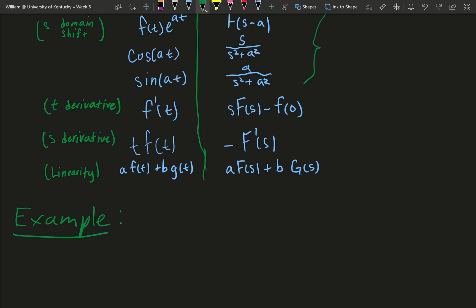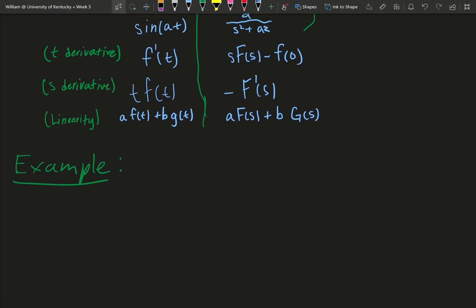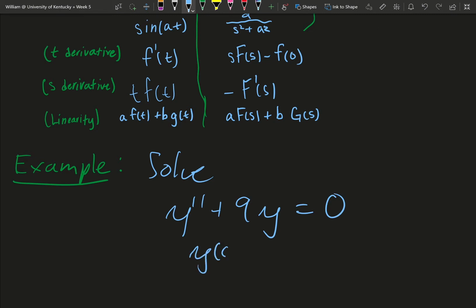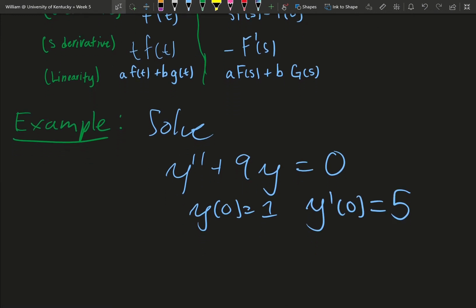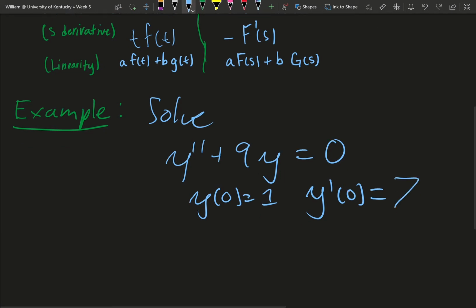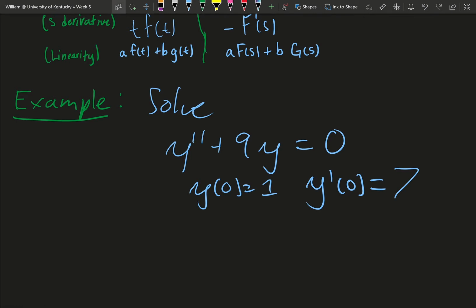So let's start by looking at the first example. We're going to solve the following initial value problem. Or you know what, let's actually make that 7, just because sometimes my 5s look like S's. And we're going to use the Laplace transform.